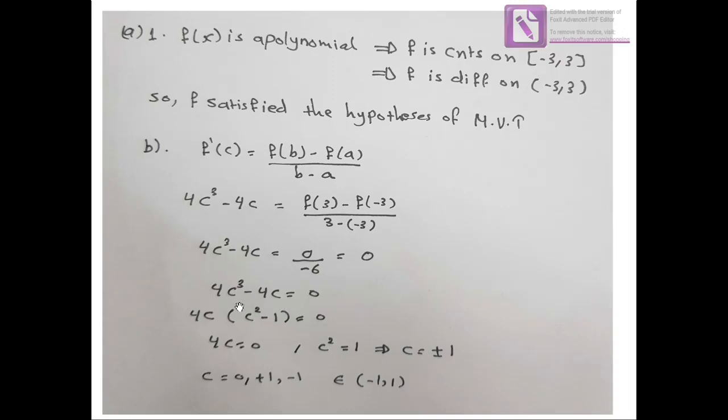Now we want to solve this for c. If you take 4c as a common factor, you are left with c squared minus 1. So 4c is equal to 0, or c squared minus 1 is equal to 0. From 4c equal to 0, c is equal to 0. From c squared equal to 1, c is equal to plus or minus 1. All of these, 0, 1 and minus 1, are in this interval, minus 3 to 3. So this function satisfies the hypothesis of the mean value theorem.